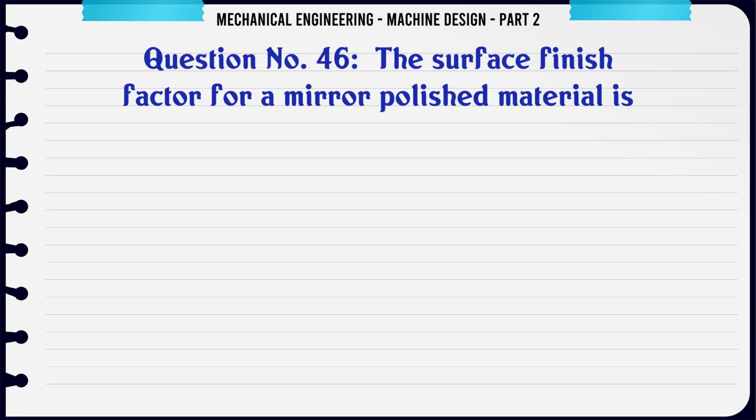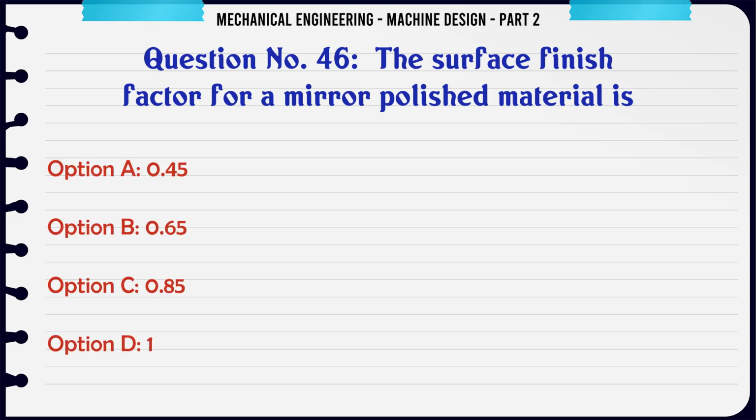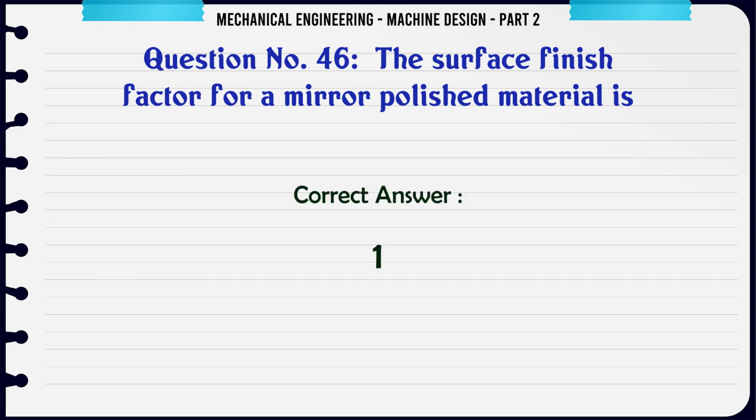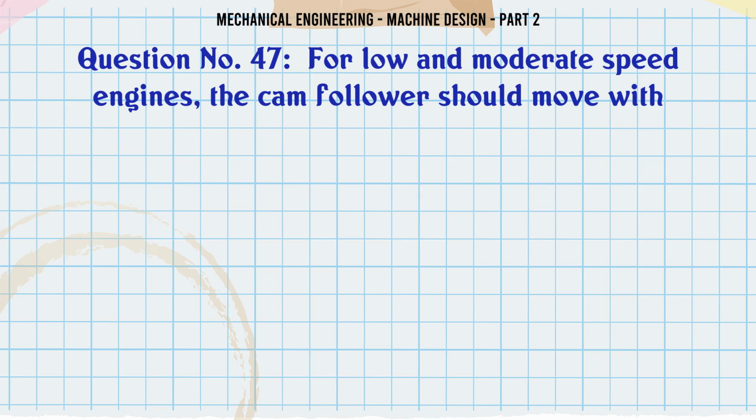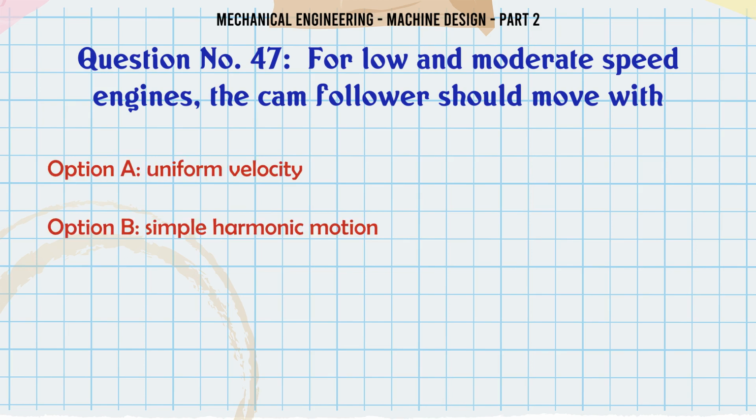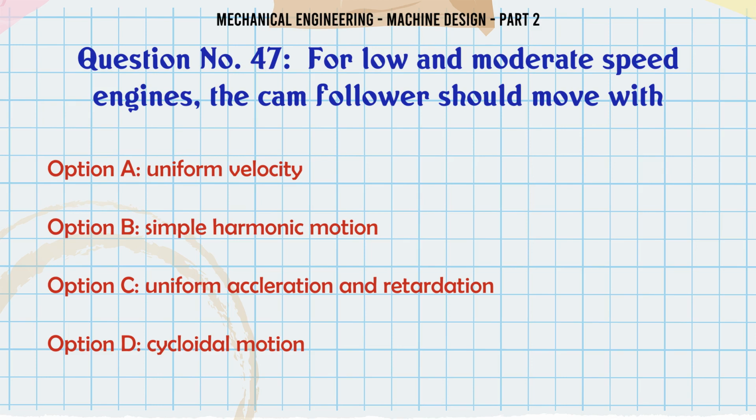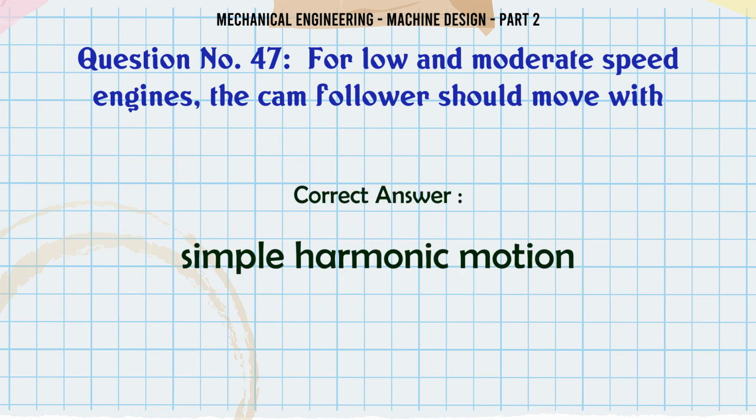The surface finish factor for a mirror polished material is A. 0.45, B. 0.65, C. 0.85, D. 1. The correct answer is 1. For low and moderate speed engines, the cam follower should move with A. Uniform velocity. B. Simple harmonic motion. C. Uniform acceleration and retardation. D. Cycloidal motion. The correct answer is simple harmonic motion.